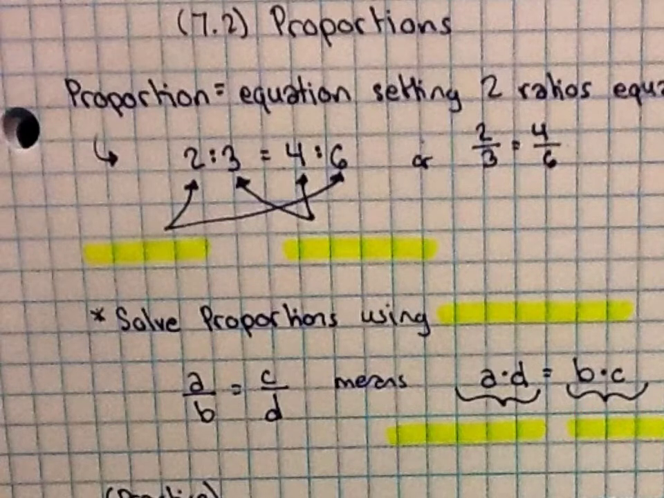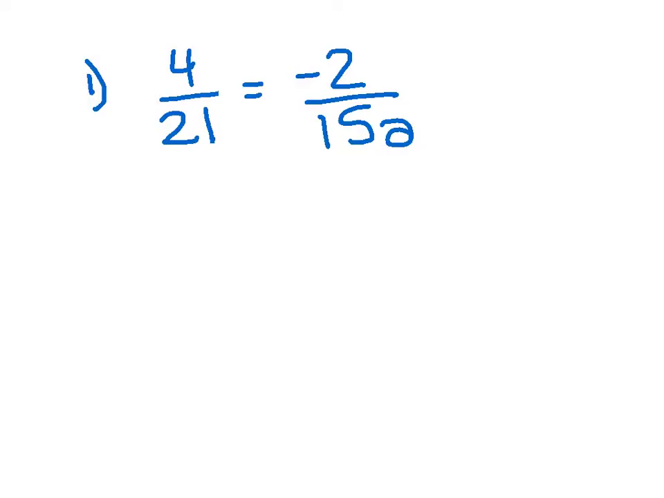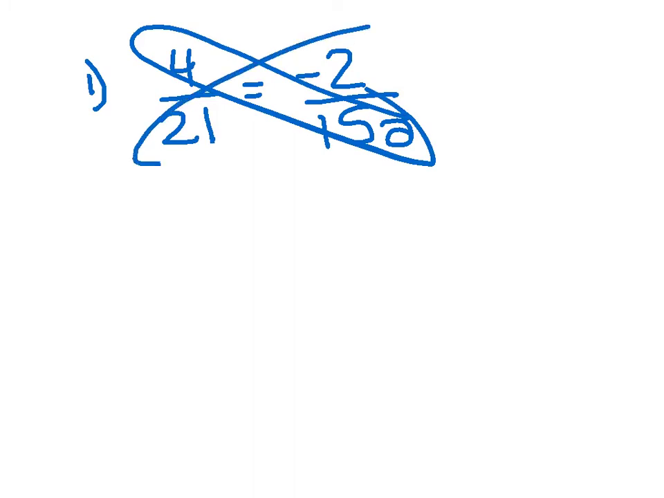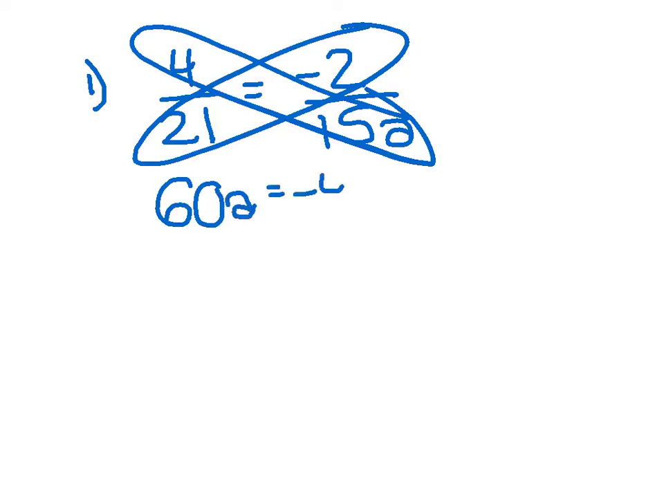Now let's just dive into our practice problems. In our practice problems, we'll be solving proportions using the cross product property, and hopefully you already have been exposed to this process. So in our work, we'd circle our cross products. 4 times 15a is 60a. 21 times -2 is -42.